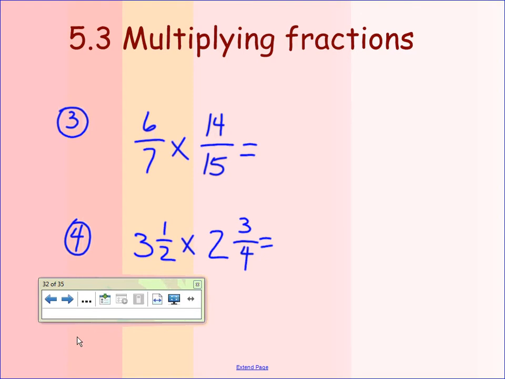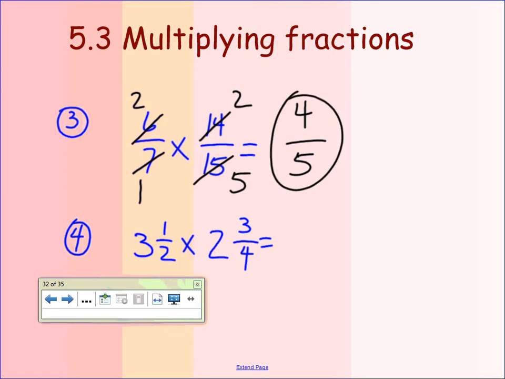Is there a common factor between 6 and 15? Sure. 3 goes into both of them. 3 goes into 6 twice. 3 goes into 15 5 times. How about 14 and 7? Is there a common factor? 7. 7 into 7 once, 7 into 14 twice. So rather than multiplying 6 times 14 and 7 times 15, I'm multiplying 2 times 2, which is 4, and 1 times 5, which is 5. That makes it a lot easier for everyone to multiply fractions.